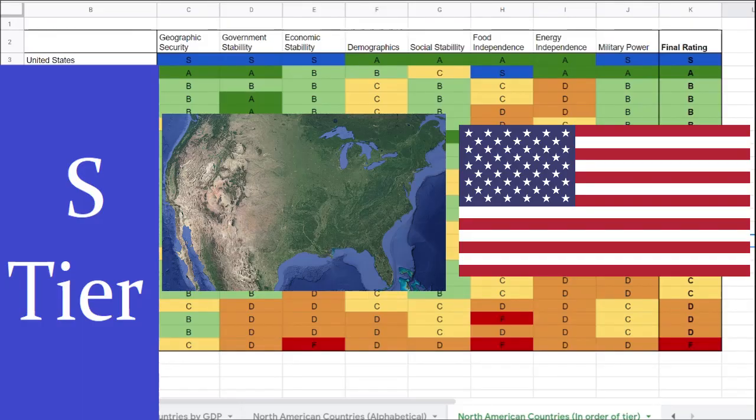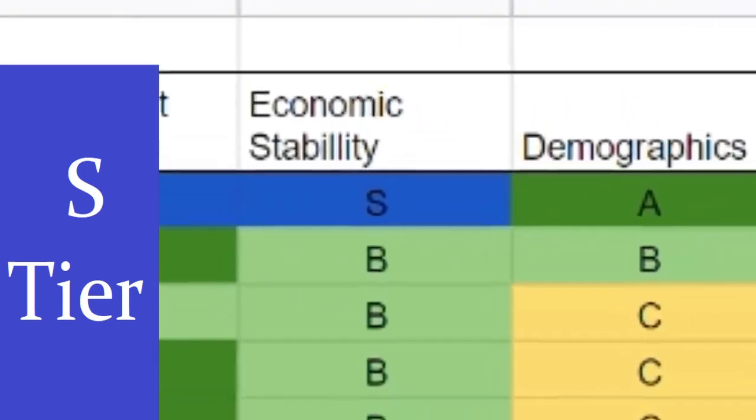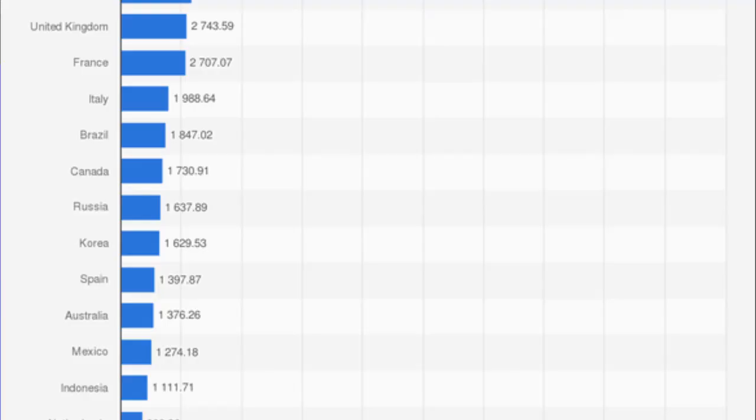Economic stability, also an S tier. Okay, world's largest economy, pretty good.